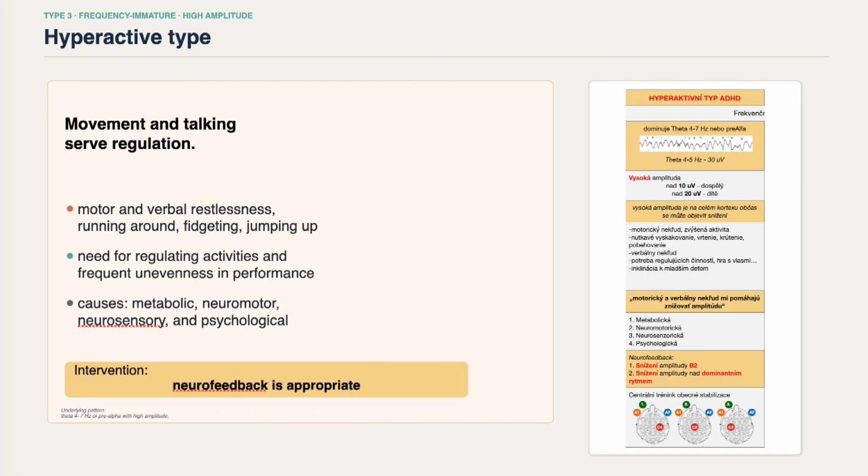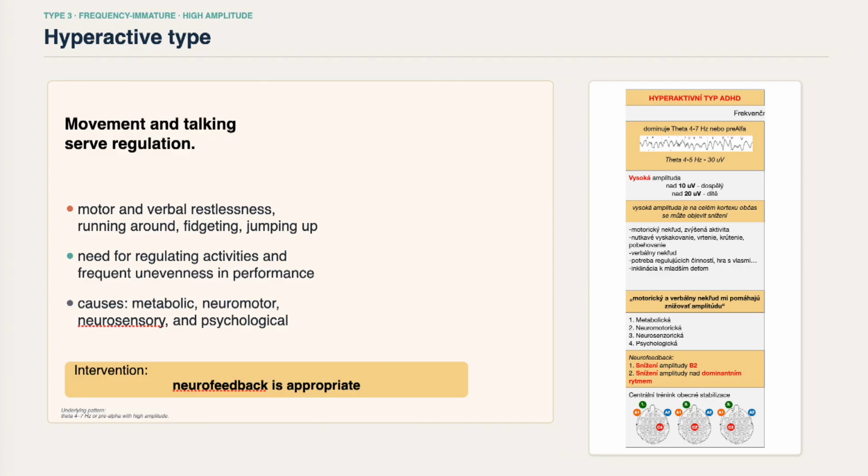Type 3, Hyperactive ADHD. The third type is the hyperactive type of ADHD. In this type, the dominant brain rhythm is not fully aligned with normal brain development. In other words, we see a more immature rhythm pattern. This immature rhythm is also linked with high amplitude. These clients typically show strong motor activity. They move constantly, fidget, get up, run, twist, play with objects, or move their legs and hands all the time.